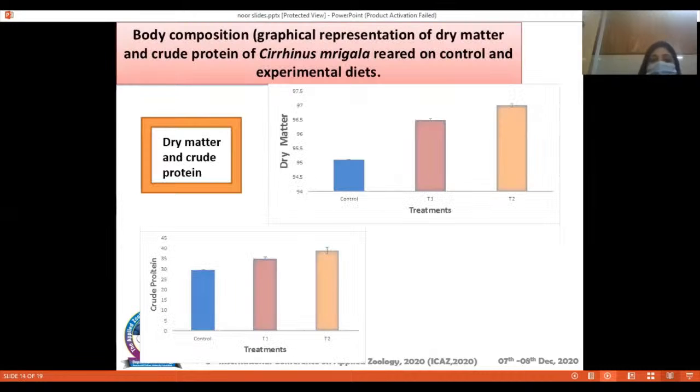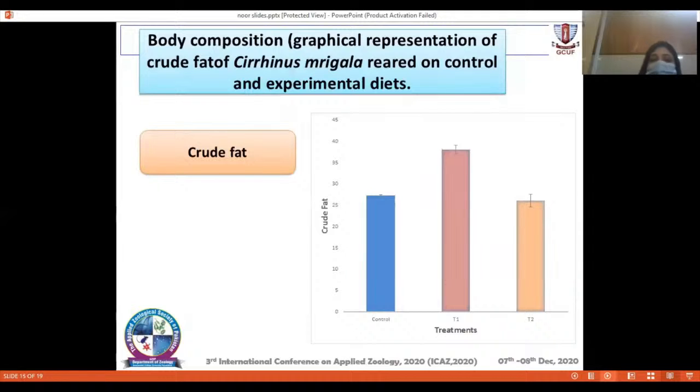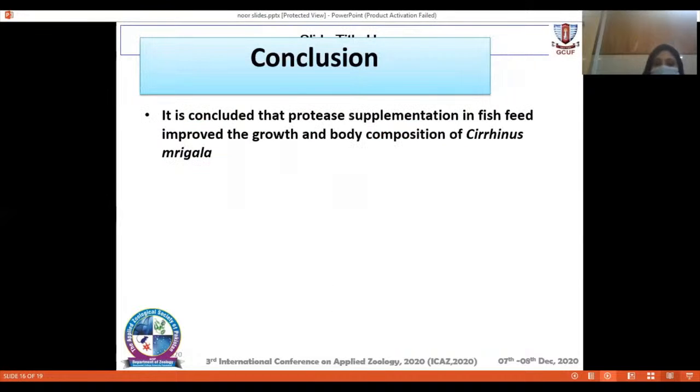The next is the body composition. This is the graphical representation of the dry matter and crude protein of Cirrhinus mrigala reared on the control and experimental diets. Dry matter shows the maximum value in the T2 treatment, whereas the crude protein also shows the maximum value in the T2 treatment, which is the protease at 0.2 mg/gram. The next one is the graphical representation of crude fat of Cirrhinus mrigala reared on the control and experimental diets. The maximum value of the crude fat was shown in the PT1 treatment, which is 0.1 mg/gram of the protease.